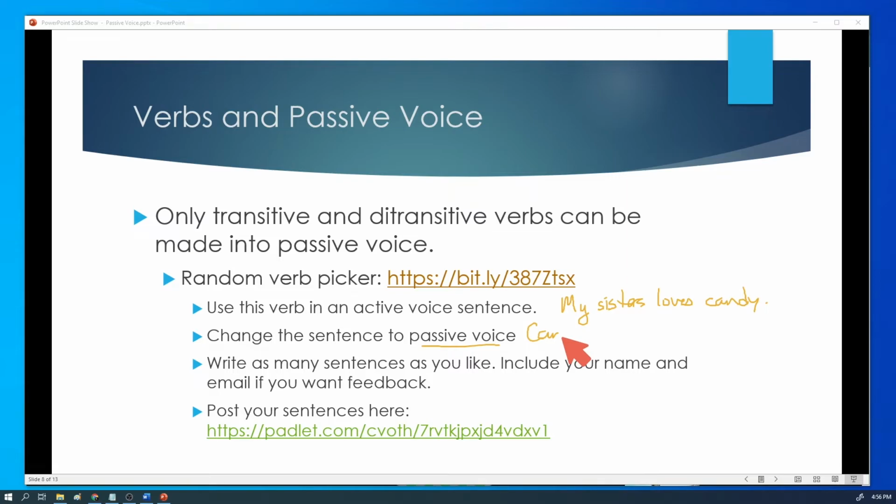Okay, you can write as many sentences as you like. Please include your name and your email if you'd like me to give you some feedback. Or log into the Padlet app and create a free membership with Padlet and put your name in. And then when you share your sentences, I will be able to see your username.